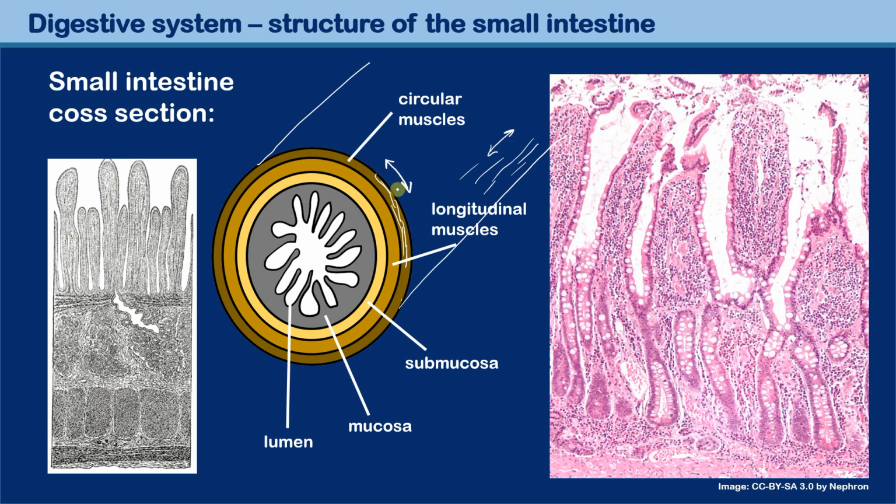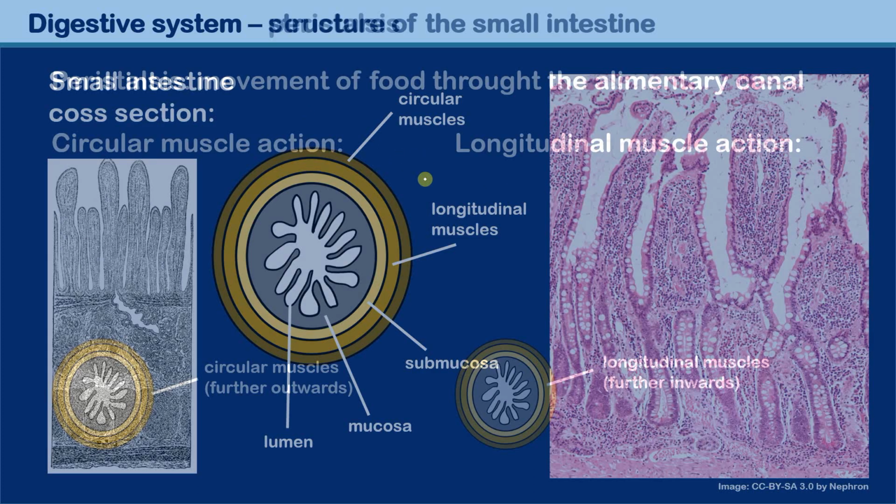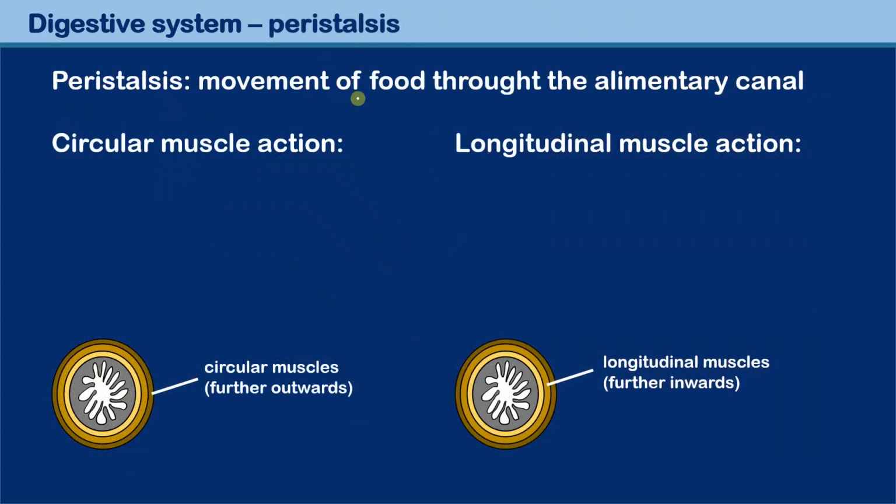And both of these muscles are important for peristalsis, which is the movement of food through the alimentary canal. And alimentary canal is also a different name for the digestive system. Some people can also call it the gut. That's another possibility, the gut. So that's the digestive system.